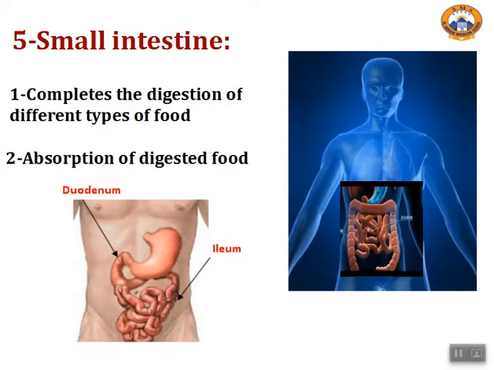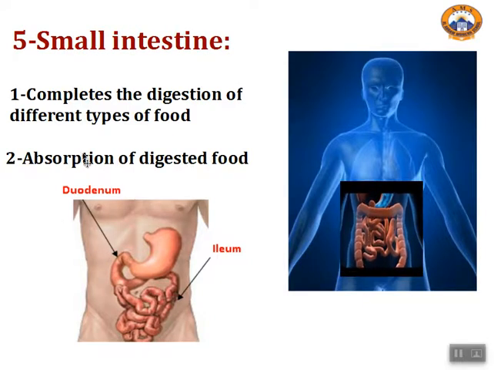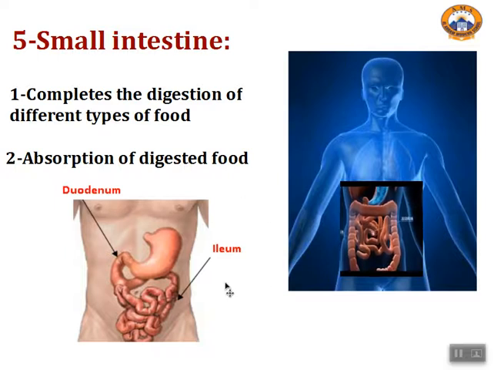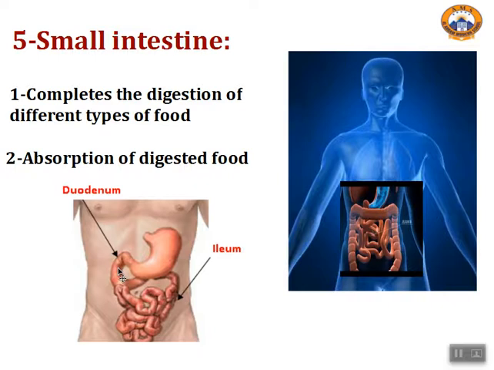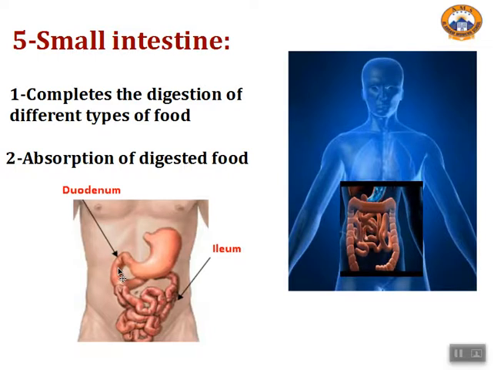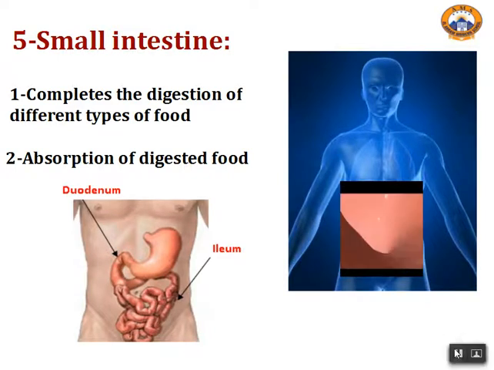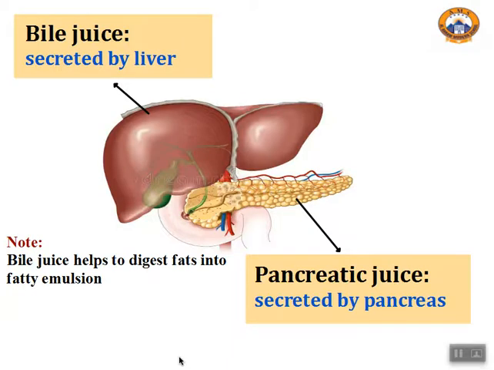The small intestine consists of two parts. The first one is the duodenum and the second one is the ileum. The duodenum here, the duodenum is the part of the small intestine where some juices are poured. Do you remember the digestive canal supplementaries? The liver and the pancreas? They secrete juices in the duodenum that help in the digestion process. The liver secretes a juice known as the bile juice, while the pancreas secretes another juice called the pancreatic juice.